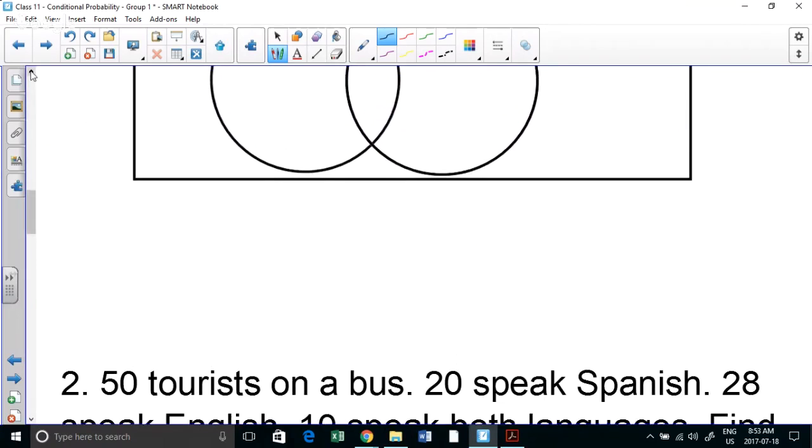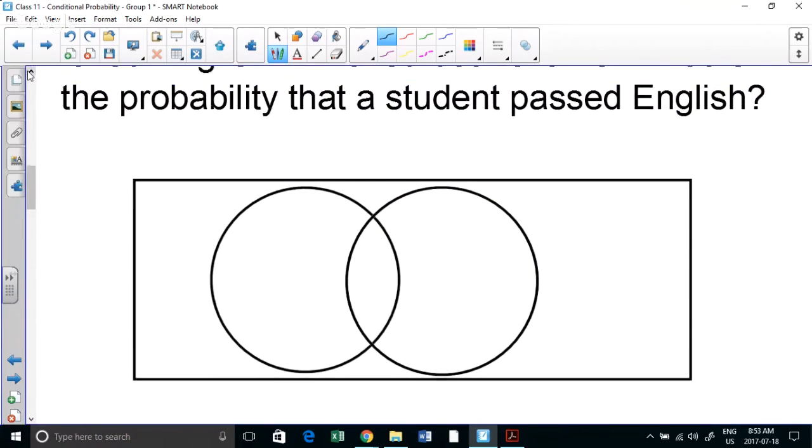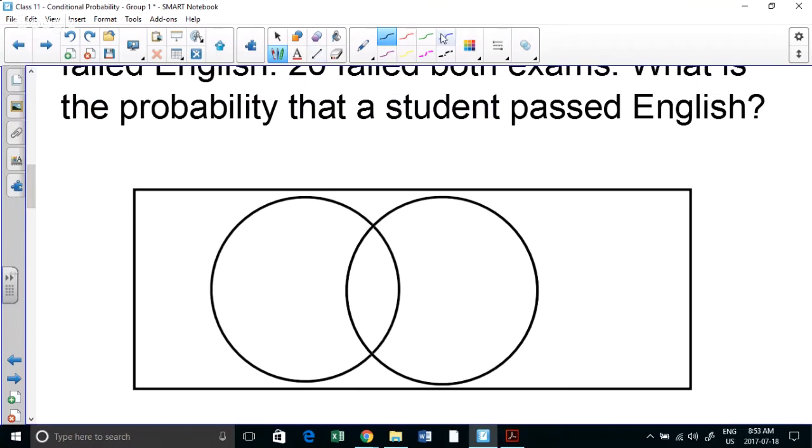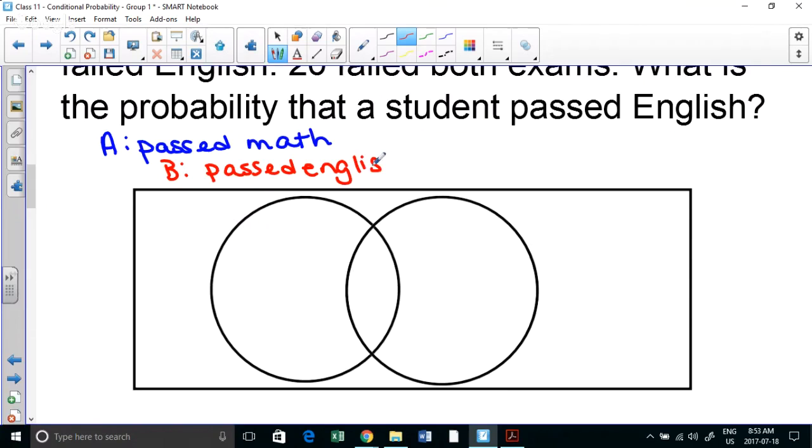So what I'm going to do is I have this Venn diagram already. I'm going to call this, here, we'll just do this on the side, A will be passed math, and B can be passed English. So I'll put B in this one and A in this one. And this is my universal set.